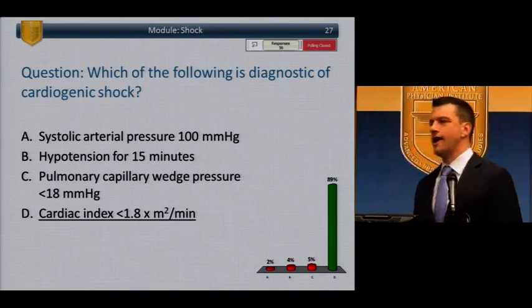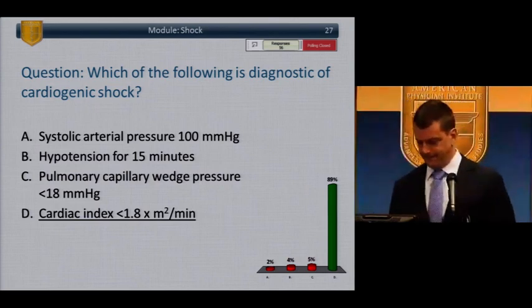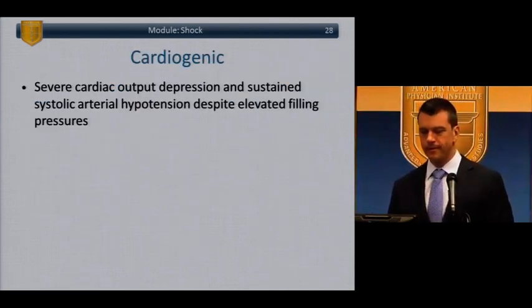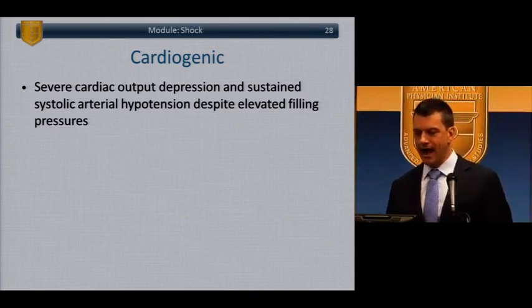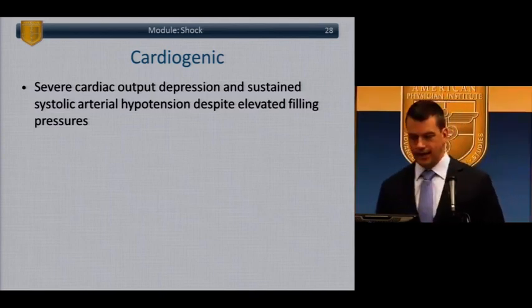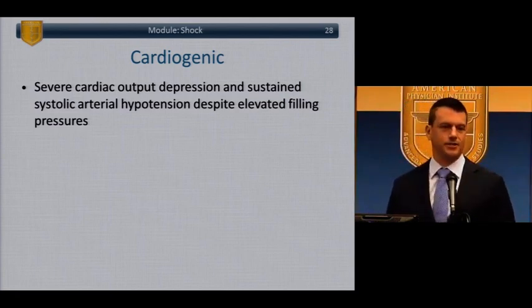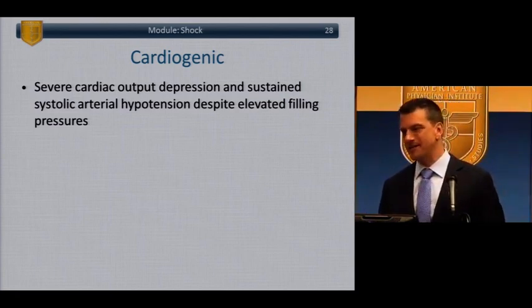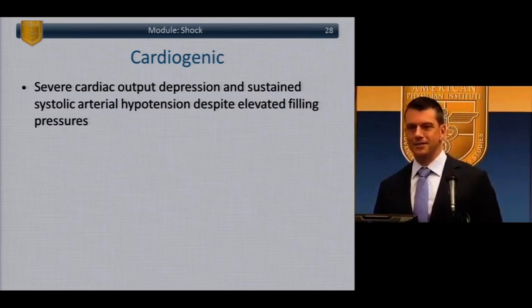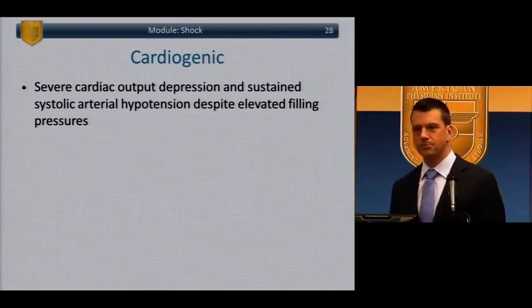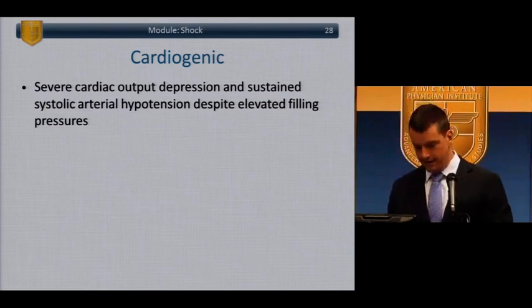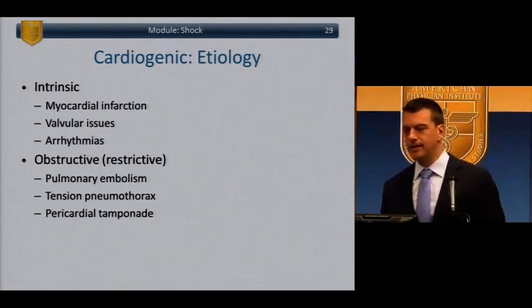That's right, it's defined by the cardiac index here in cardiogenic shock, less than 1.8. So this is severe cardiac output depression and sustained systolic hypotension despite elevated filling pressures. So that's a lot of talk, but basically you can't really make this diagnosis until the patient is volume replete. What we're saying here is that despite the fact that you've put all the fluids back and that the CVP and the filling pressures are good, you still have low cardiac output, and that's part of this definition of cardiogenic shock. There can be a lot of causes here.